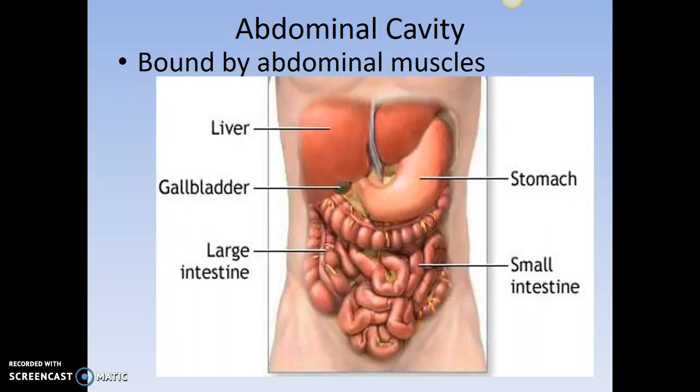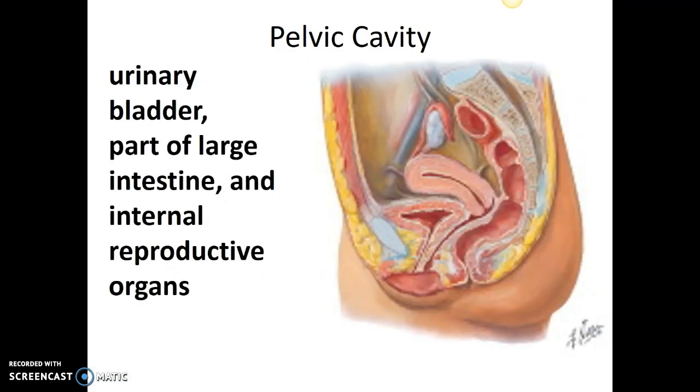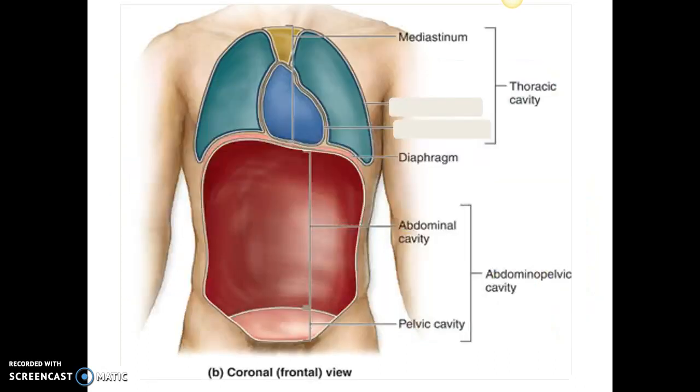Abdominal cavities. The abdominal cavity is surrounded by the abdominal muscles. The diaphragm, the upper muscle, the breathing diaphragm, separates the superior part, and the pelvis is the inferior part. Your pelvic cavity is surrounded by your pelvis. It contains the urinary bladder, parts of your large colon, and internal reproductive organs. Okay, thoracic cavity, you can see a nice little breakdown. I love this diagram, makes it real easy to see for you visual learners.